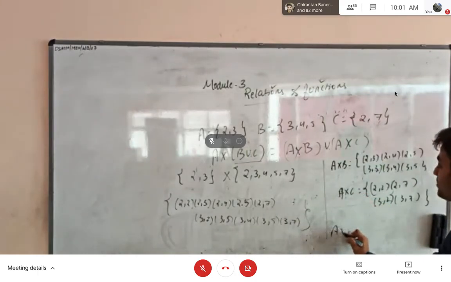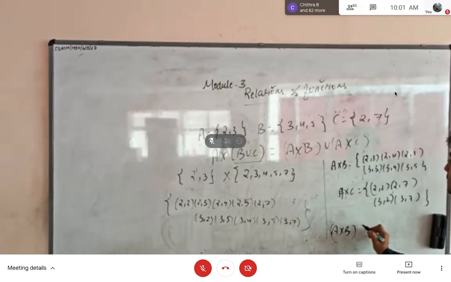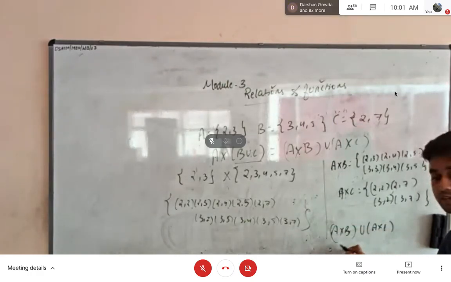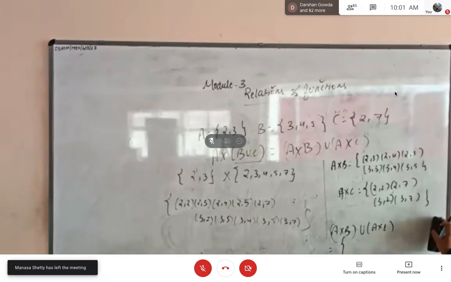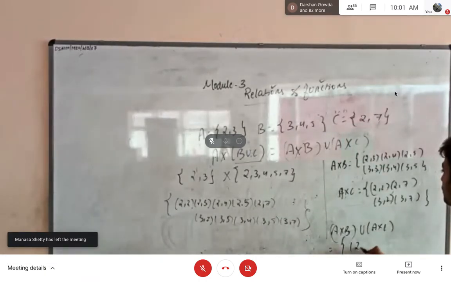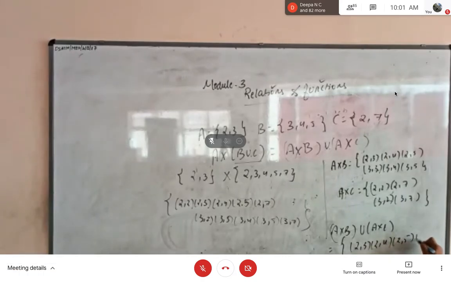If I find the union of A cross B and A cross C, these are the ordered pairs I'll get. I'll just write all of them: (2,3), (2,4), (2,5), (3,3).